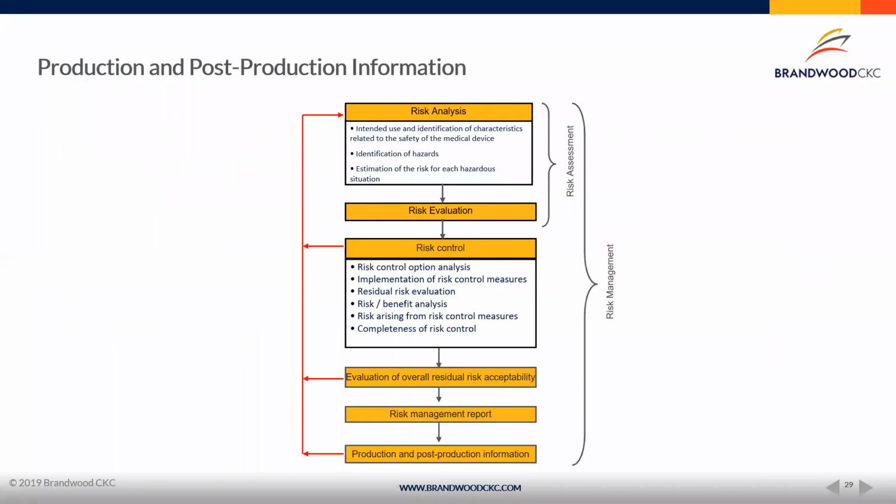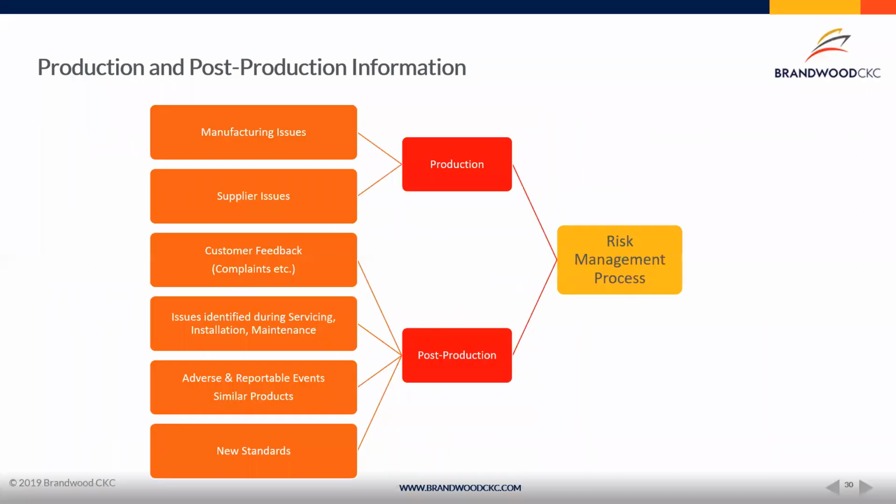Finally, just to further the production and post-production information, there are a ton of areas and a ton of places where this information can come from. So you have the production side, which can be manufacturing issues. So you may have set up and design transferred your device to manufacturing and everything seems to be going well, and small variances, tolerances start to stack up and you start to have manufacturing issues. As you have those manufacturing issues, you need to be able to put those back into the risk analysis to say whether they're acceptable or whether you need further controls.